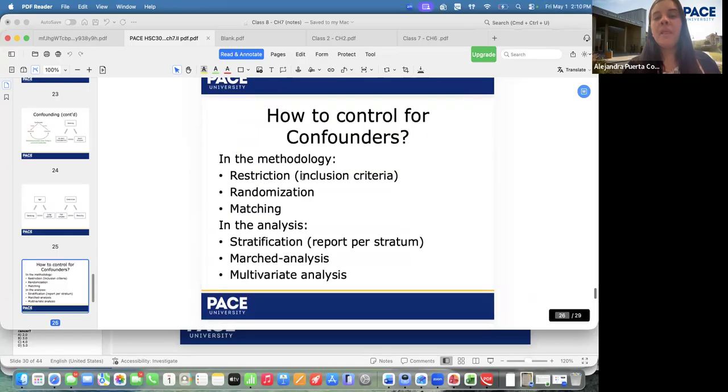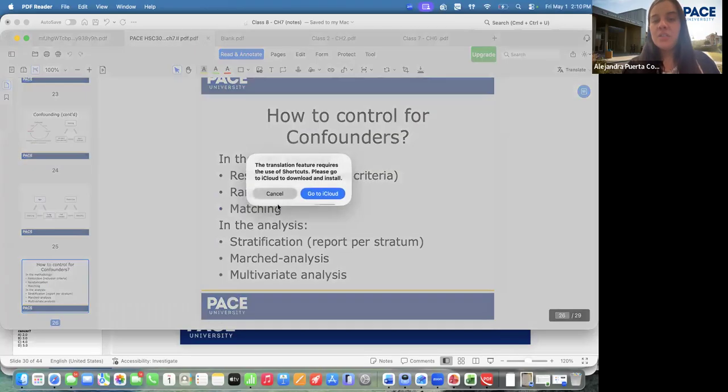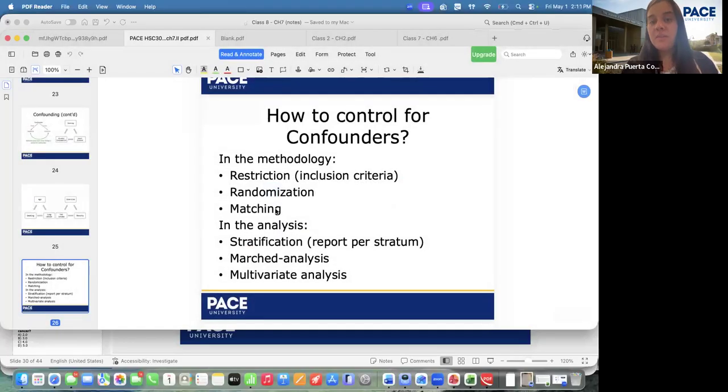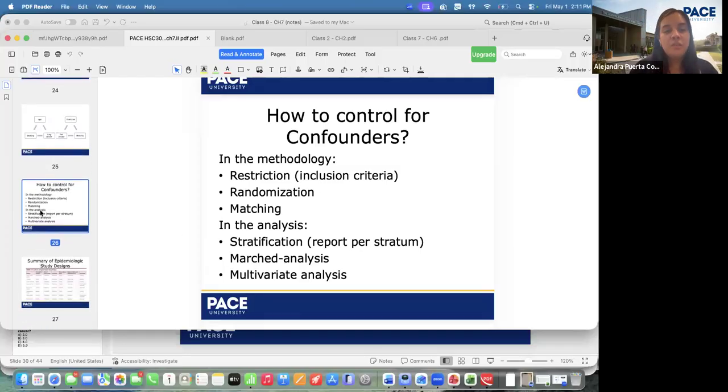How? In the inclusion criteria, I randomize, I match. This is for case controls, right? I match, let's say, for age. And in the analysis, I can stratify, so I can report per different ages. I can match the analysis, or I can do a multivariate analysis. Usually, a logistic regression, right? A multivariate logistic regression. Some of you mentioned it in your studies.